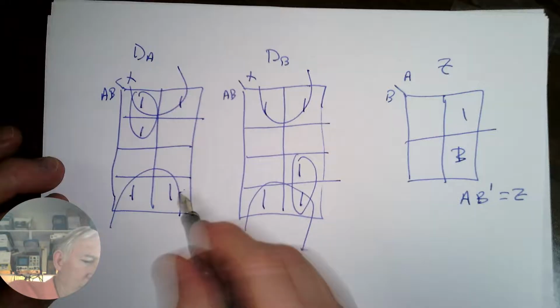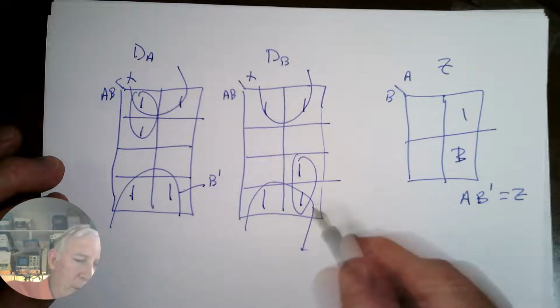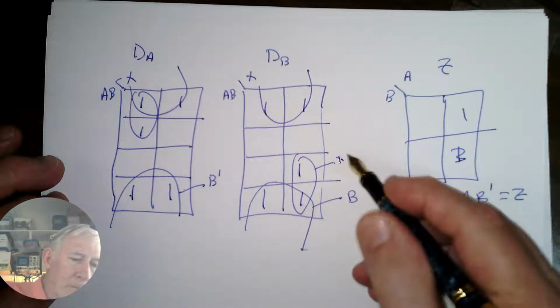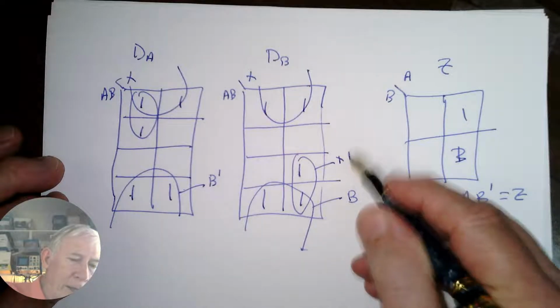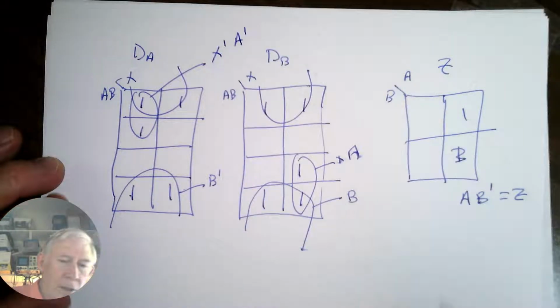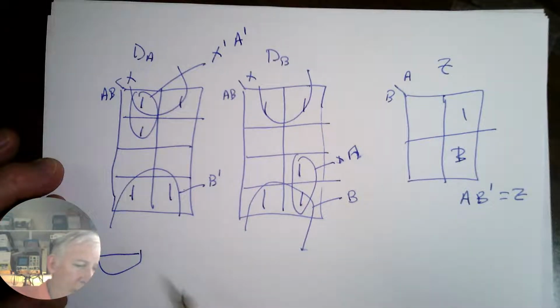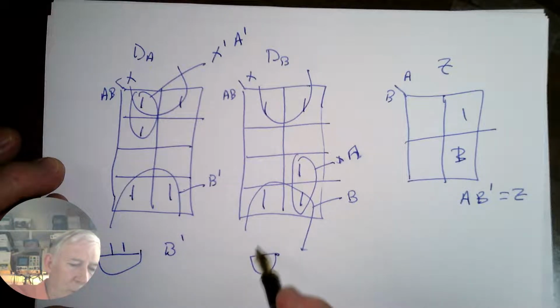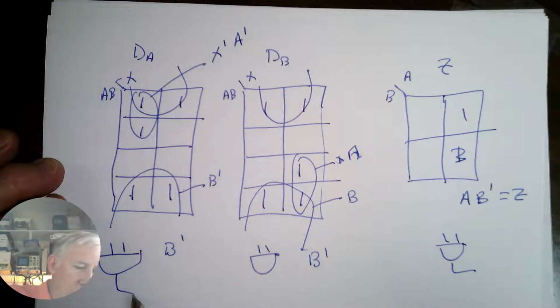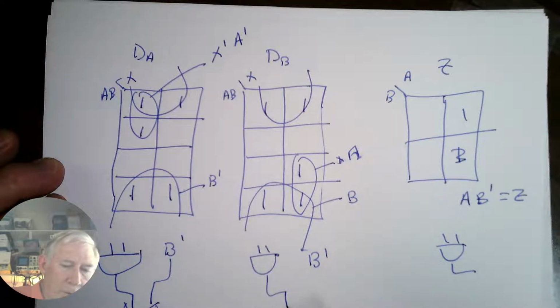So we have, in this case, B prime, another B prime. This group of 2 is going to be X, A. And this group of 2 is going to be X prime, A prime. So we have an AND gate here with 2 inputs, and we have the variable B prime. Here we have an AND gate with 2 inputs and the variable B prime. And here we just have one AND gate with 2 inputs. This, of course, goes into an OR gate. And this goes into an OR gate.